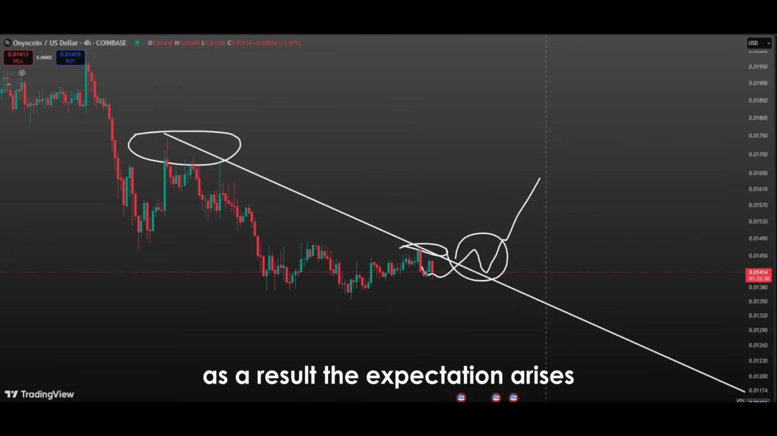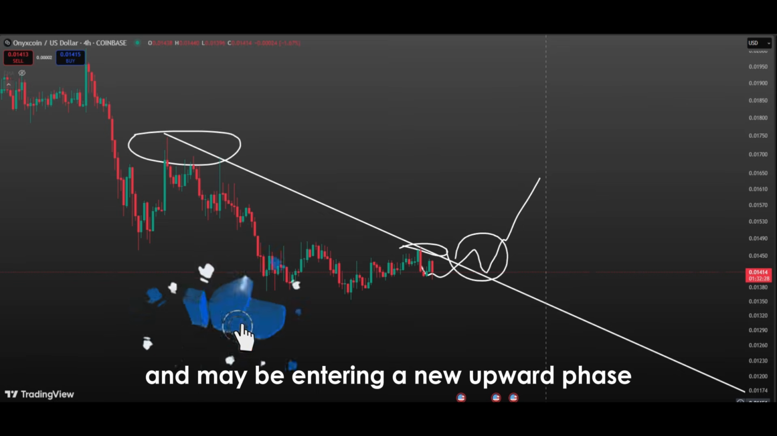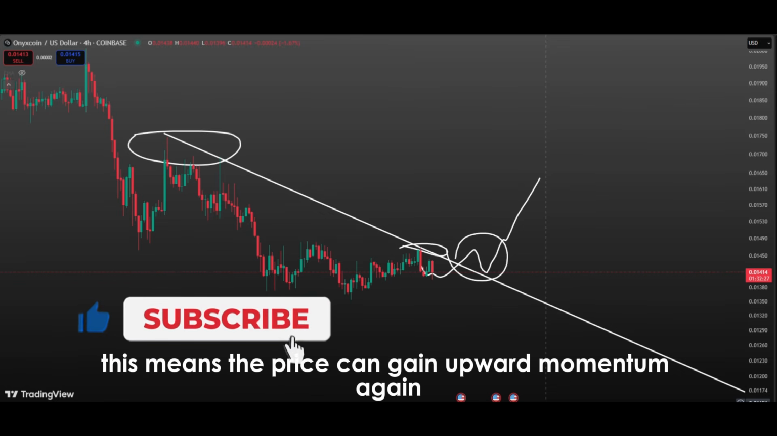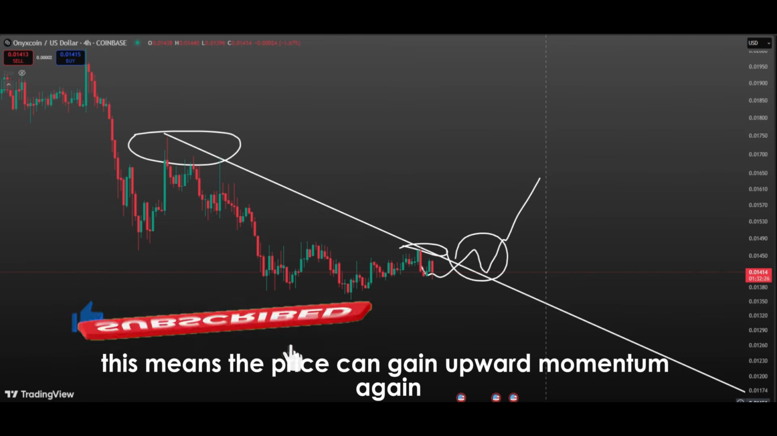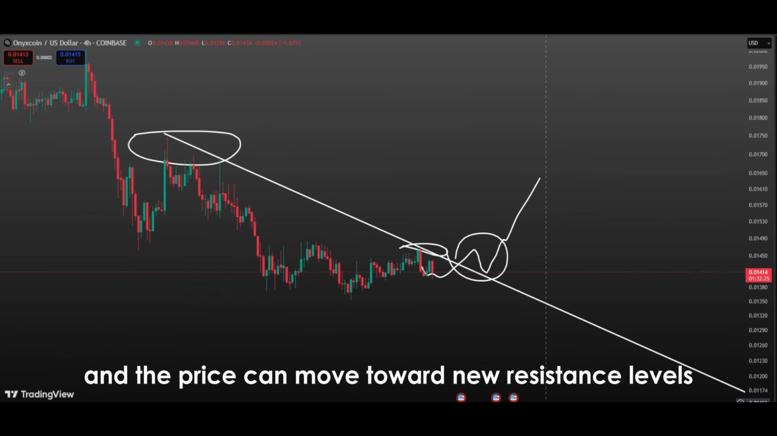As a result, the expectation arises that the price has escaped the previous downward pressure and may be entering a new upward phase. This means the price can gain upward momentum again, buying volume can increase, and the price can move toward new resistance levels.